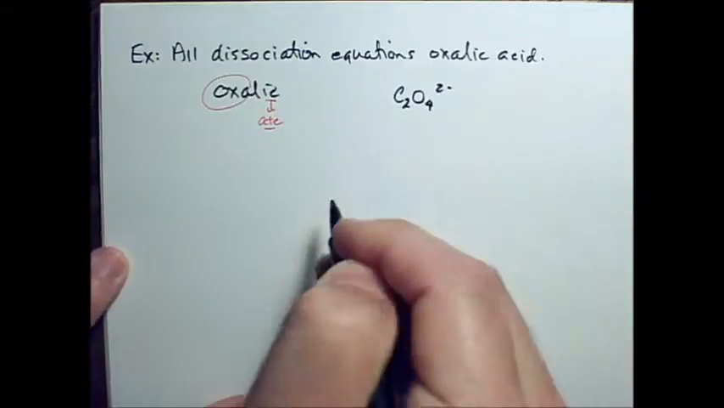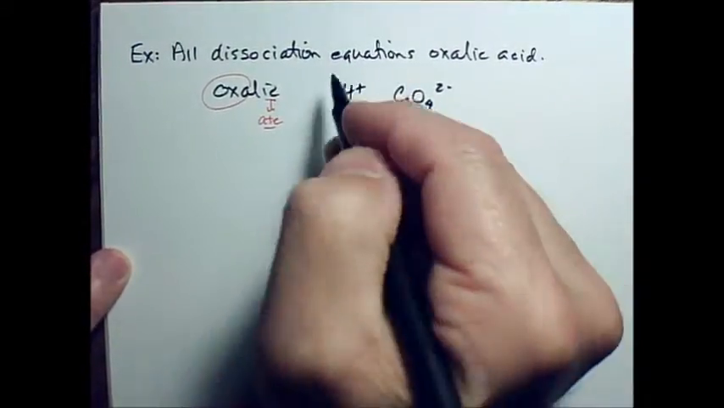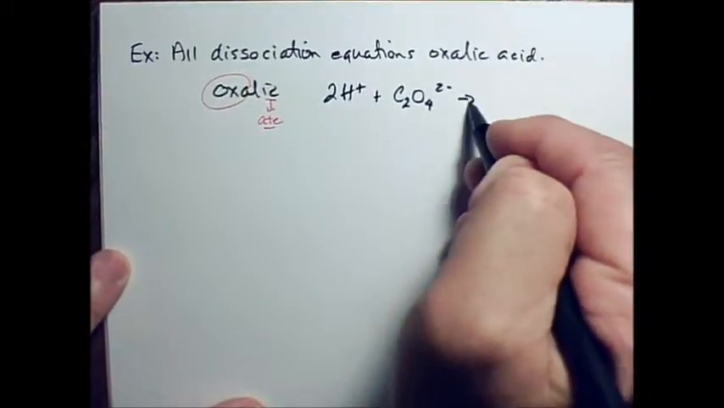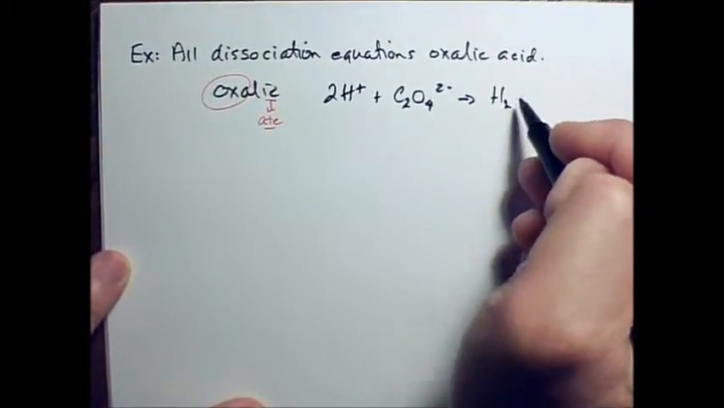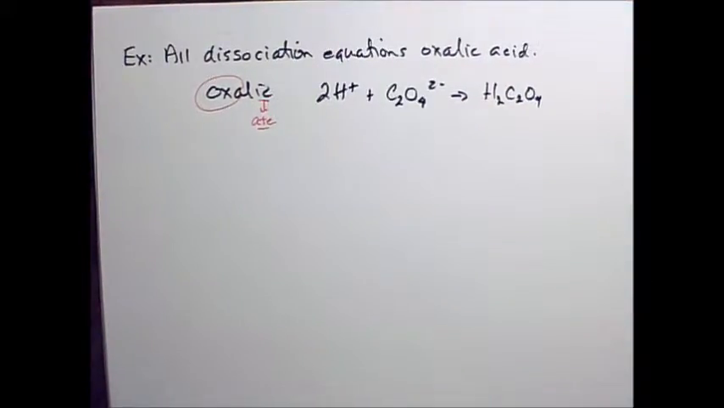What's that? C2O4, 2 negative. Okay, I need enough hydrogens to balance out that 2 negative. 2 hydrogens. H2C2O4.